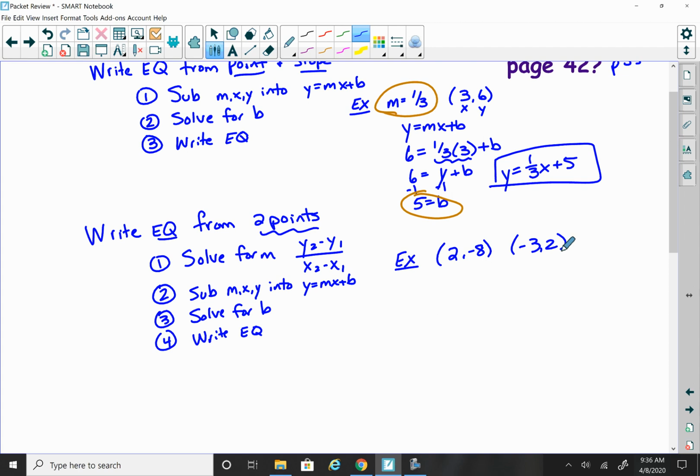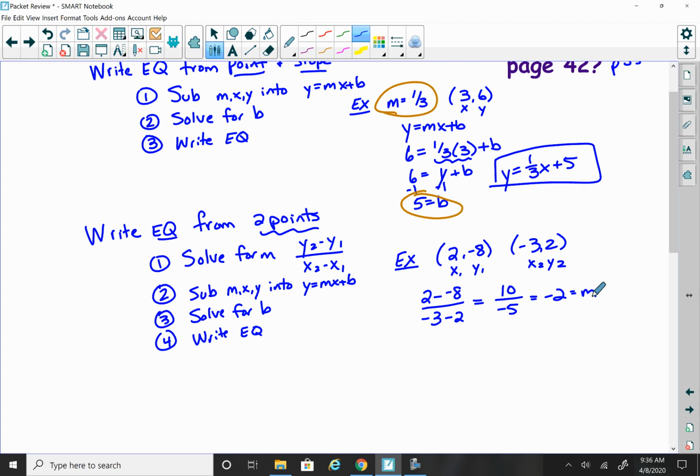Hopefully you know by now, anytime you have 2 points, your first go-to response should be, let's calculate slope. So my first point is my x1, y1. My second point is my x2, y2. And I'm going to plug those values into the slope formula. So we have 2 minus a negative 8 over negative 3 minus 2. 2 minus a negative 8, you know that's 2 plus 8, that's 10. Negative 3 minus 2 is a negative 5. So that gives us a slope of 10 divided by negative 5. That's 2, so my slope is negative 2.